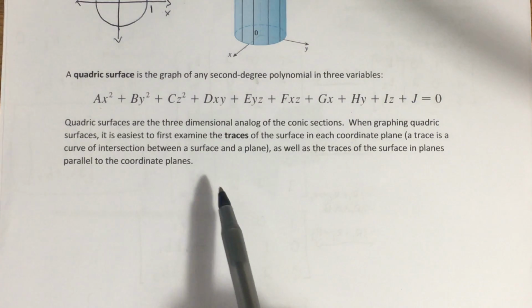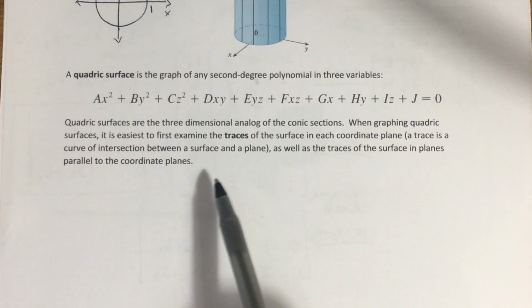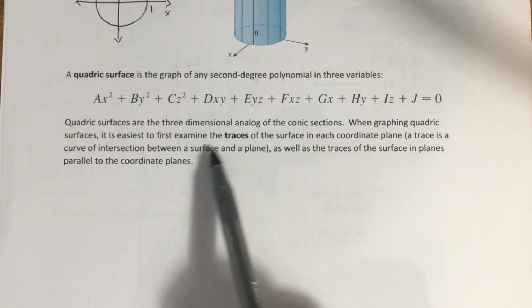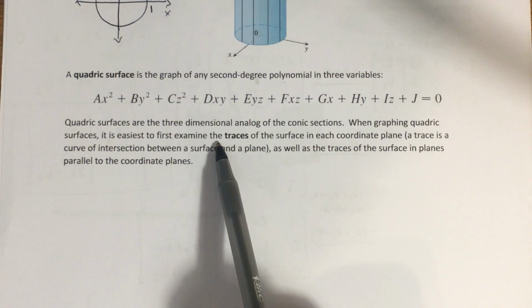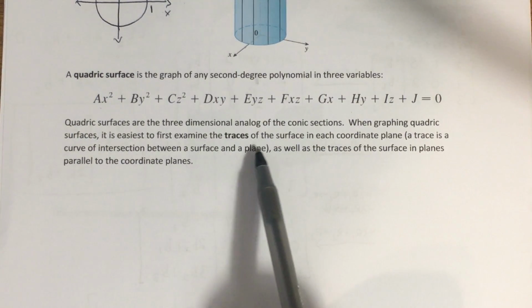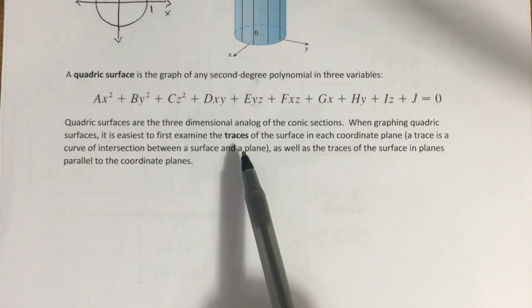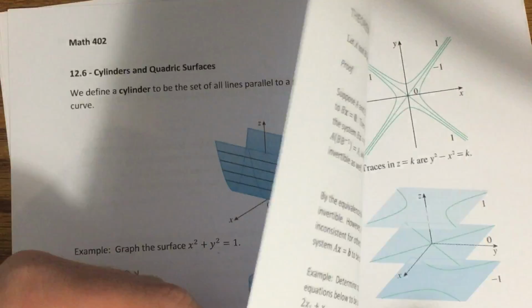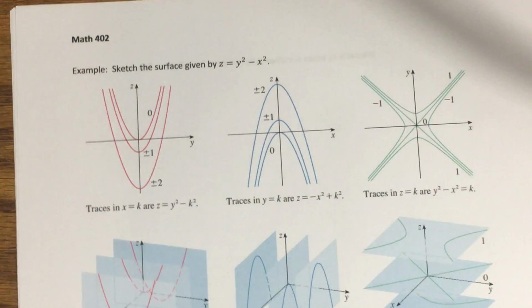As I mentioned with cylinders, it's usually helpful when graphing a quadric surface to think about its traces. Specifically, we examine the traces of an equation in each of the coordinate planes, and then oftentimes we also look at traces in planes that are parallel to the coordinate plane. So let's make sense of this with an example.